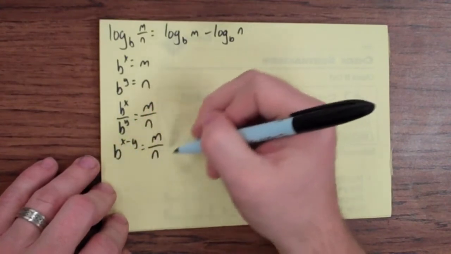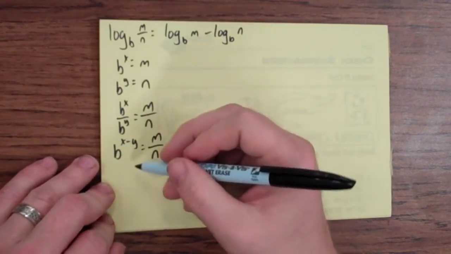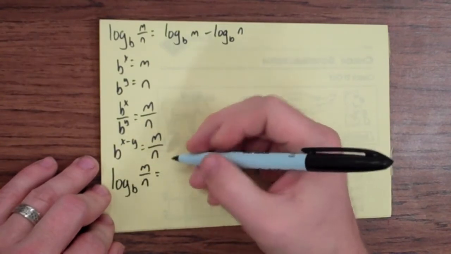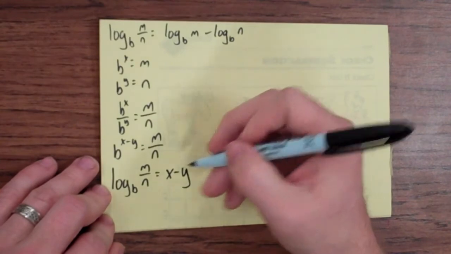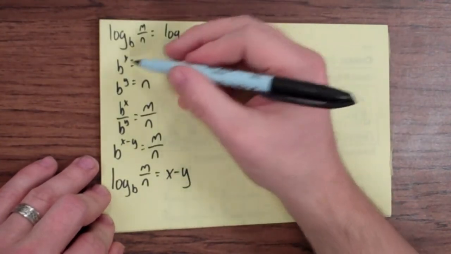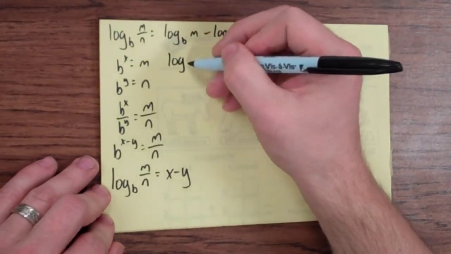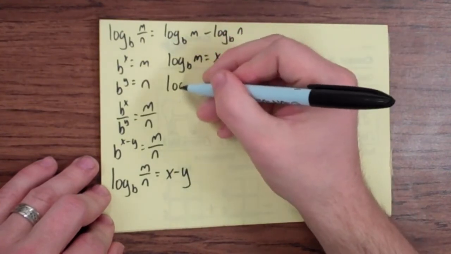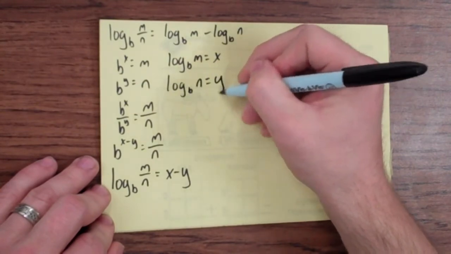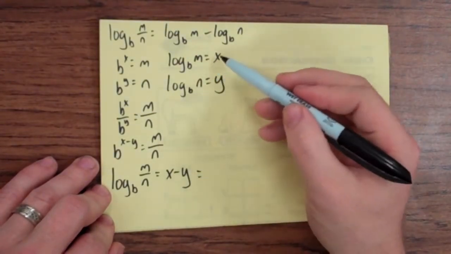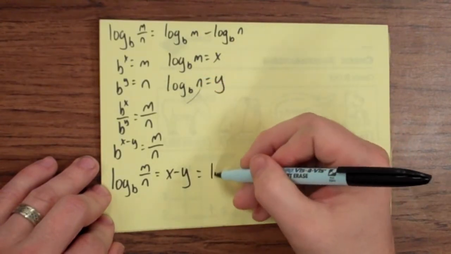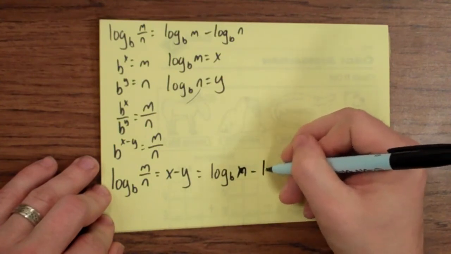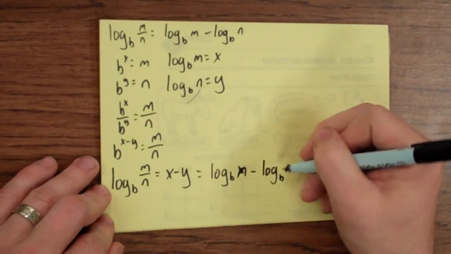Let's write this in log form. So in log form, log base b of m over n is equal to x minus y. Well, what are x and y? Well, let's write this in log form. Log base b of m is equal to x, and log base b of n is equal to y. So I'll substitute this for x and this for y: log base b of m minus log base b of n.